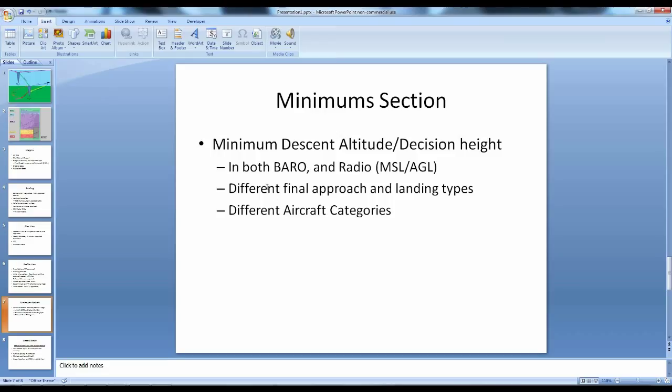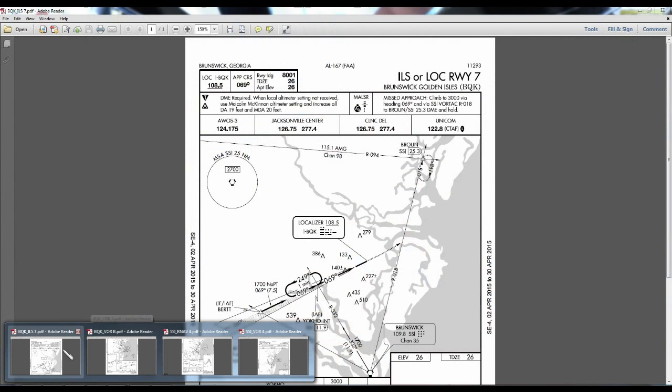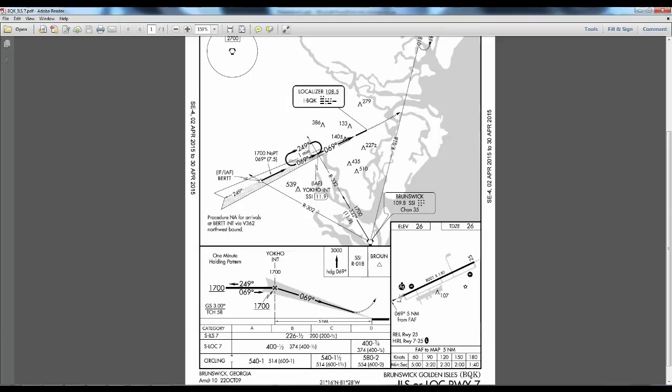All right. It shows the minimums for different final approach and landing types. So going back to, let's say, this one. We have the straight-in ILS, runway 7, straight-in localizer, runway 7, or the circling minimums. That's different approach and landing types. So straight-in ILS is if we're flying this approach and we're going to land straight into runway 7, and the ILS, localizer, and glide slope are both functional. If the glide slope's not functional or we're not using it, we're flying the localizer approach.